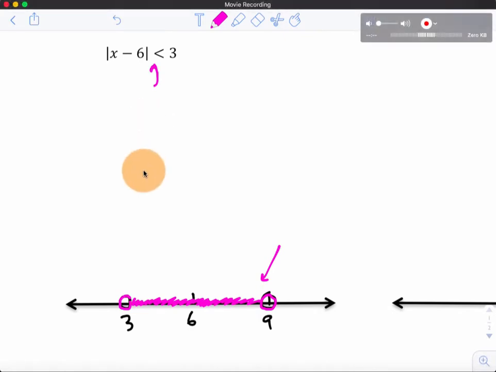And you can try any of these numbers, right? Let's try 5. 5 minus 6 is negative 1. The absolute value of negative 1 is less than 3. Any of these numbers in this interval will make this inequality true. Here is the graphical representation of your solution set.